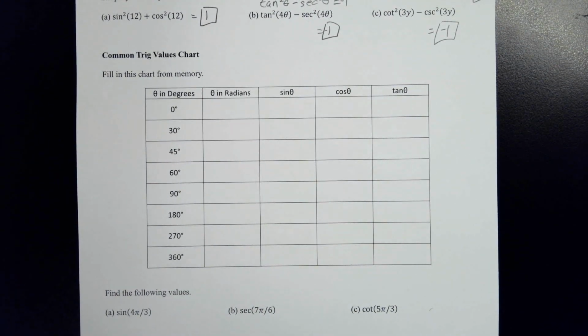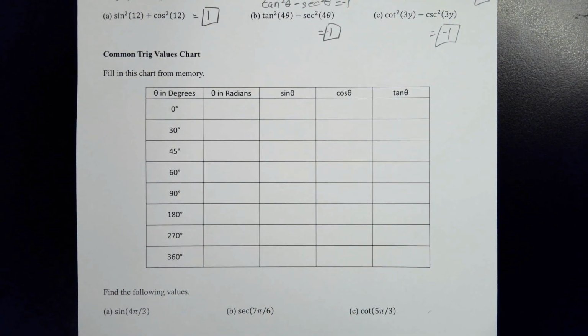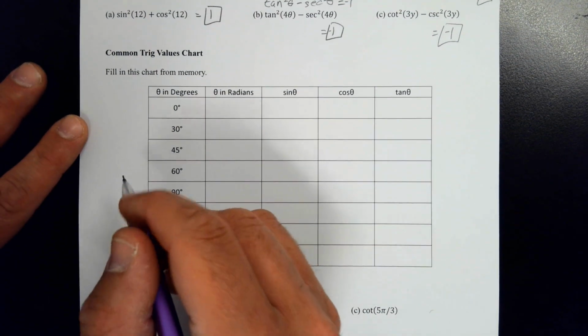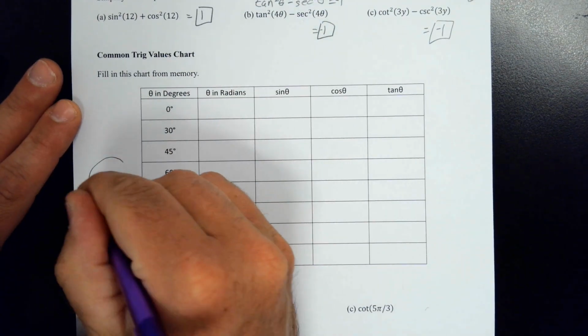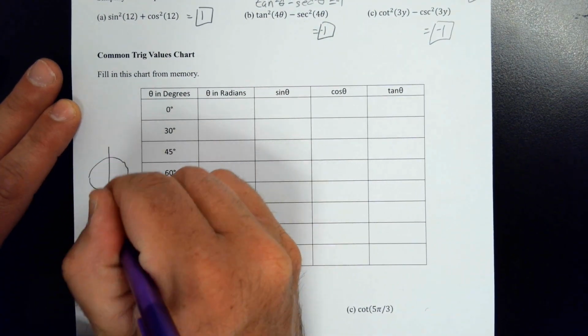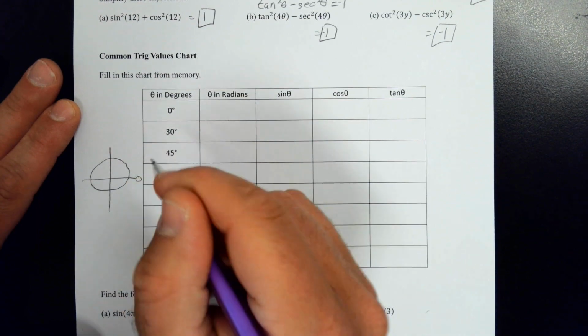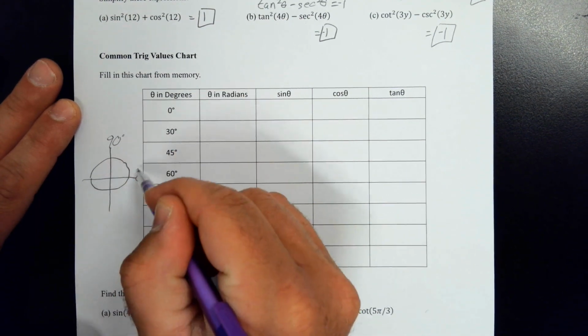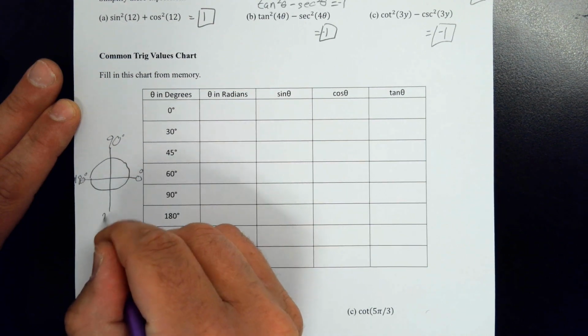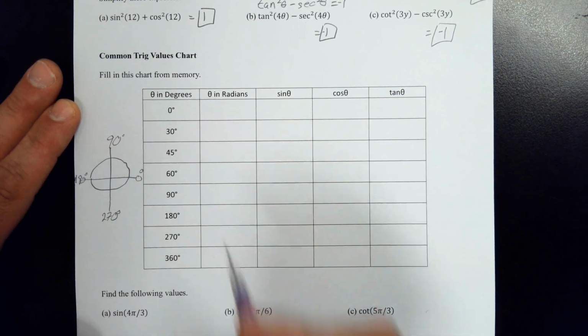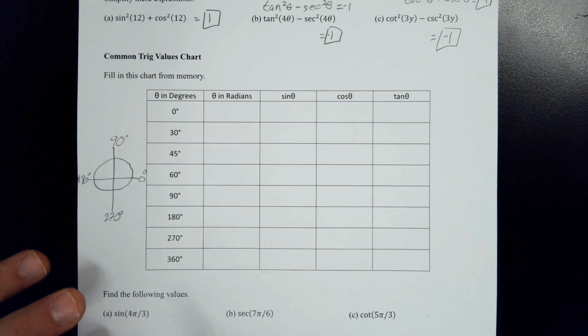For this next one, I'm going to try to show you a relatively easy way to fill in this trigonometric chart. First of all, I've given them to you in radians. If you look at the unit circle, it goes from 0 degrees to 90 degrees to 180 degrees to 270 degrees, all the way back on to 360 degrees. So that's all the way around the circle.